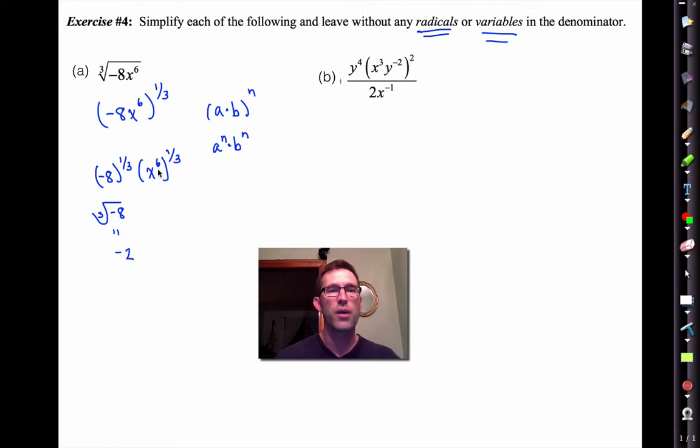Here I'm going to use that property that says that I multiply the two exponents. 6 times 1/3 is 2. So I have negative 2x squared.